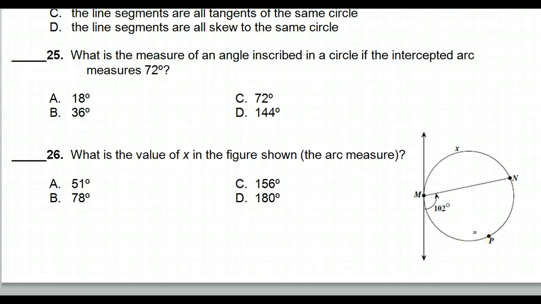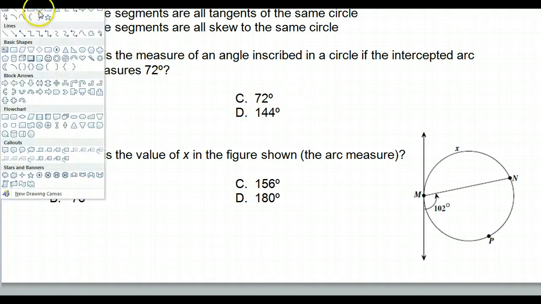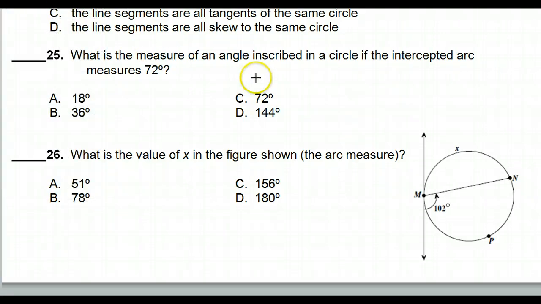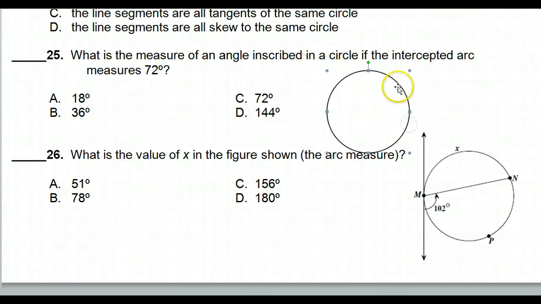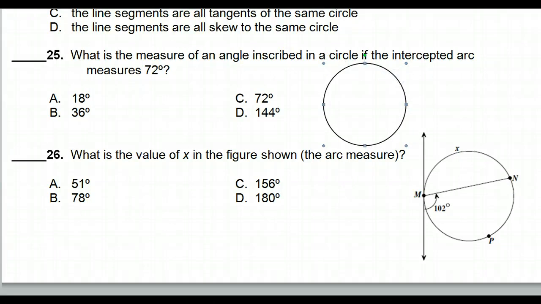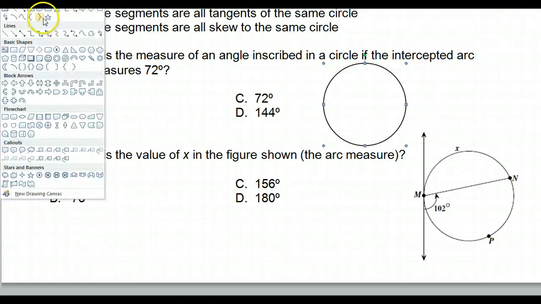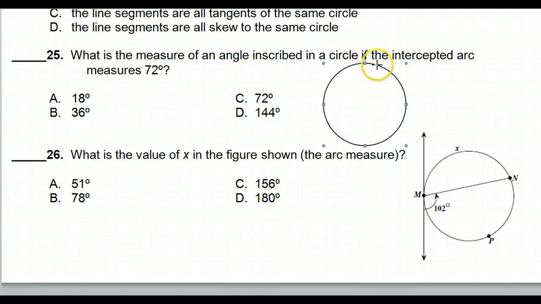Number 25. What is the measure of an angle inscribed in a circle if the intercepted arc measures 72 degrees? Well, most of this problem is just testing whether or not you know your vocabulary. Alright, if you know what those words mean, inscribed angle, intercepted arc, that's half the battle. So just in case you have forgotten your vocabulary, allow me to illustrate. Okay, that was a fail. Let me try one more time.